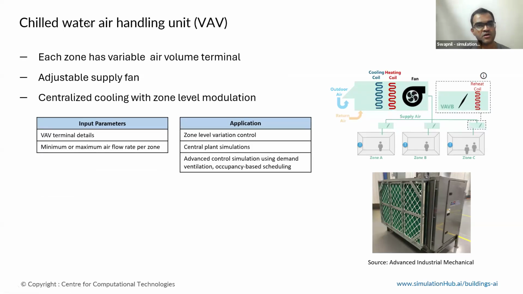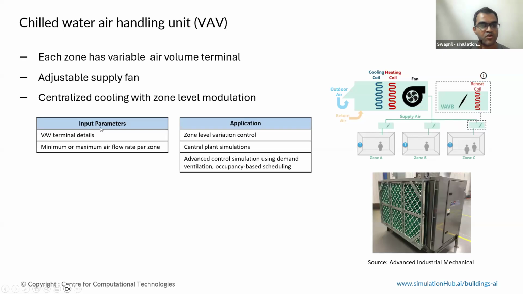Similar to the constant air volume system, there is also a variable air volume system, in which, for each zone, based on the zone heat load, there is a modulation of the adjusted supply. So there is modulation of the flow rate, and this is again a centralized cooling system, which has a plant side setup also.